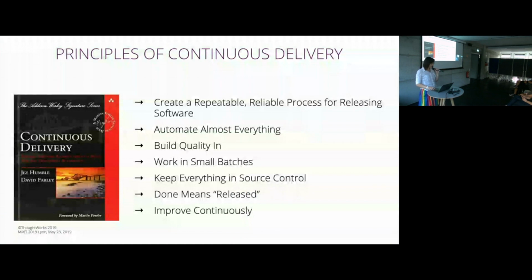So just briefly, principles of continuous delivery. I put this up here because this book is hitting its 10th anniversary. This was the foundational book on continuous delivery. And I won't go through this, but one of the things that we talk about here is building quality in when we develop and keeping everything in source control. And those are two things that are very difficult in data science.